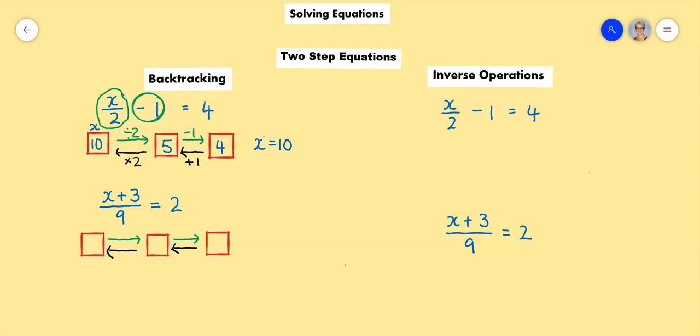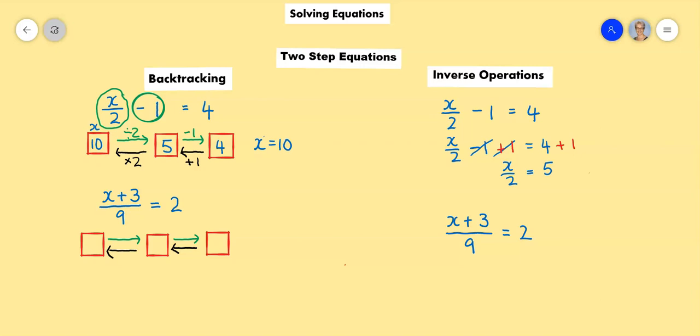So we have x over 2 minus 1 plus 1 is equal to 4 plus 1. Now, minus 1 and plus 1 will cancel out. So we are left with x over 2 is equal to 4 plus 1, which is 5.